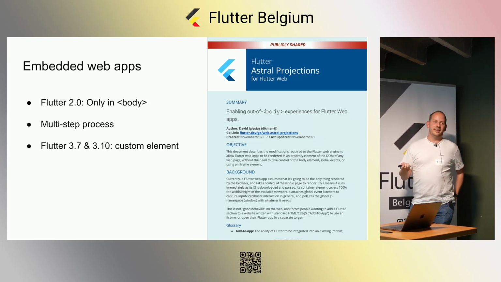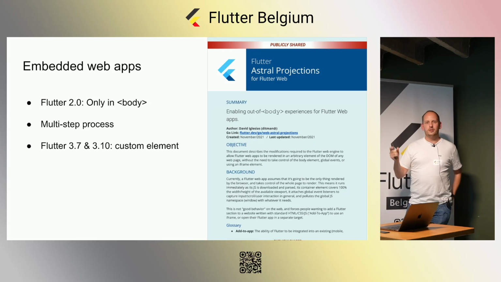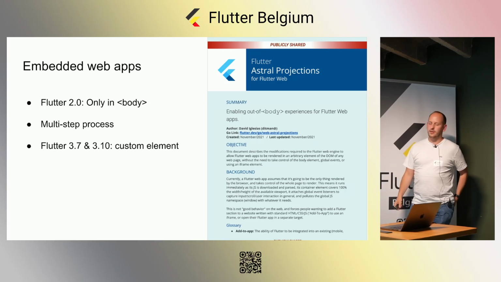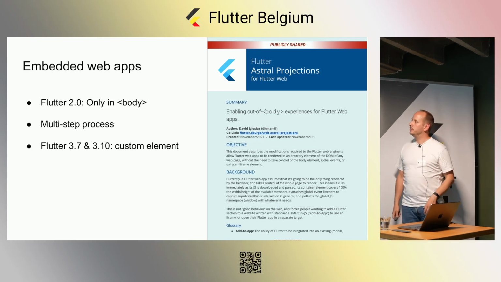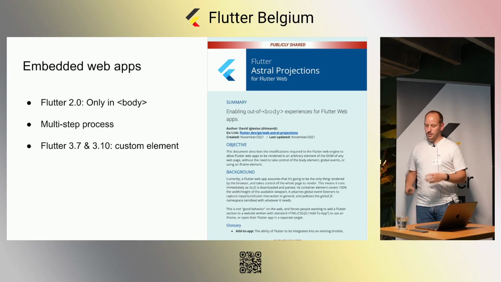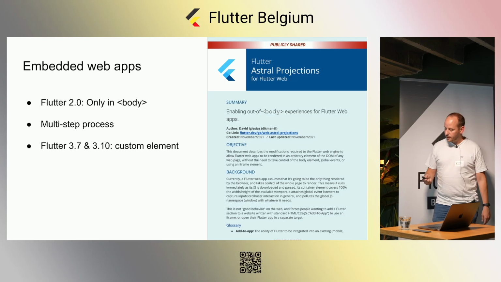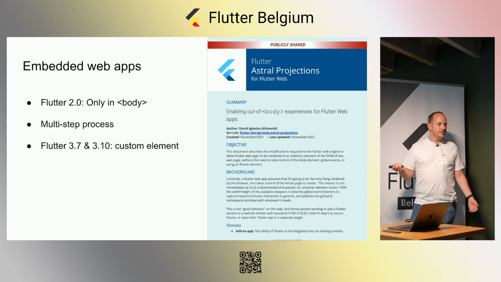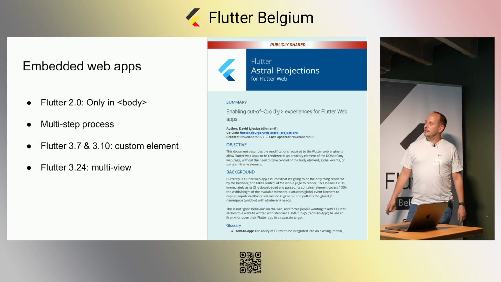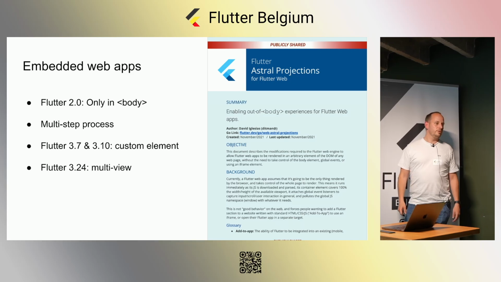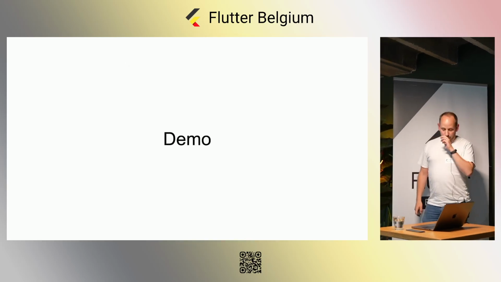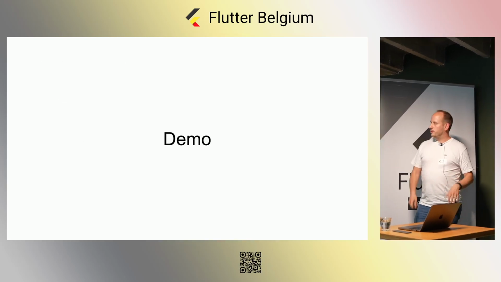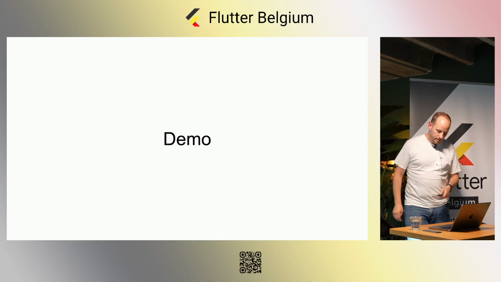But eventually in Flutter 3.7, with a minor API change in 3.10, we were able to actually use different elements than the body element to render our Flutter apps in. And since one is just a special case of many, since last year, it's also possible to create multiple views for our embedded Flutter web applications. So what actually is a Flutter web application? How does it look like?